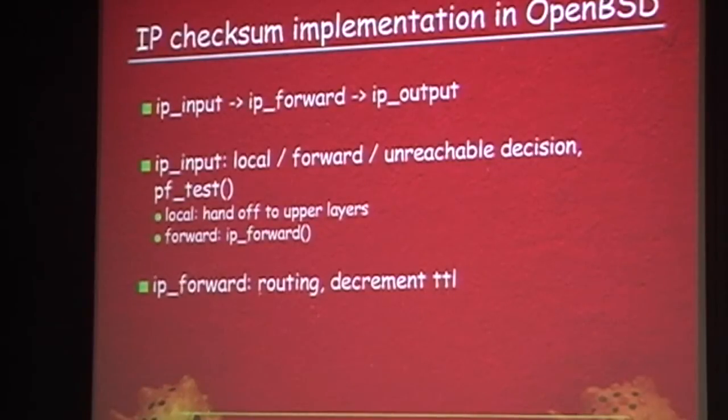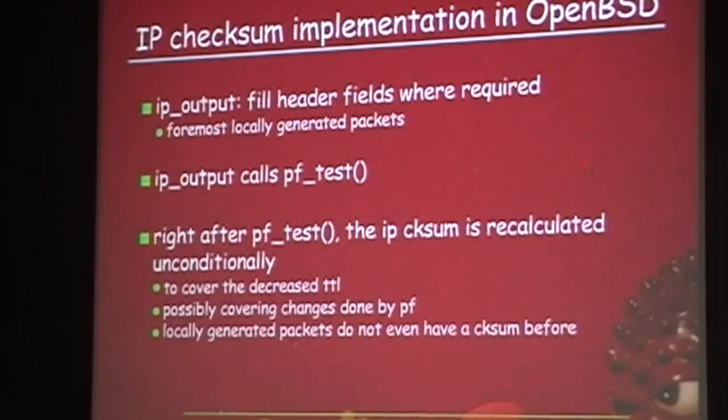In IP forward, we do the routing, kind of. The routing lookup actually happens in IP input, but that's a different story. Do the TTL decrementation, and in case it's unroutable, generate the ICMP error to be sent back to the source. IP output is a long beast. Most of that code deals with locally generated packets that do not have the header fields filled in at that point. So IP output does that.